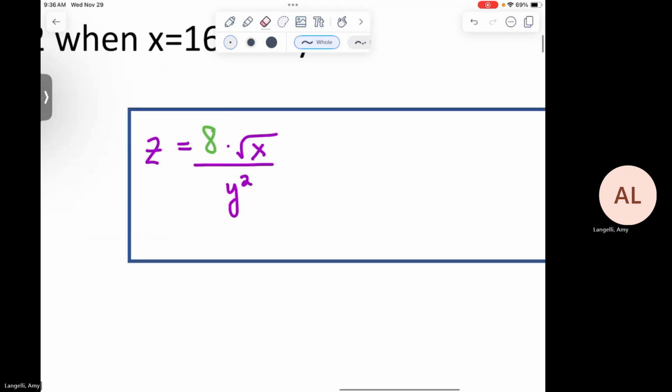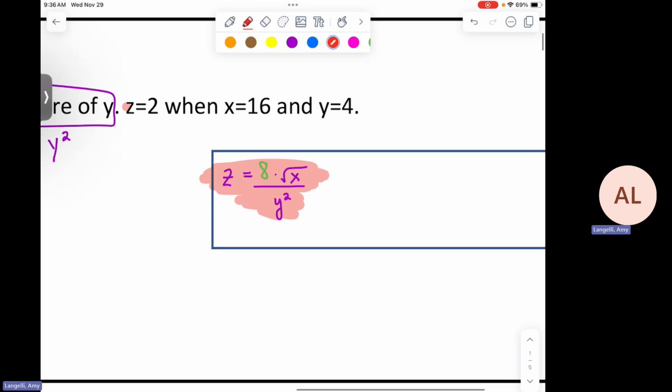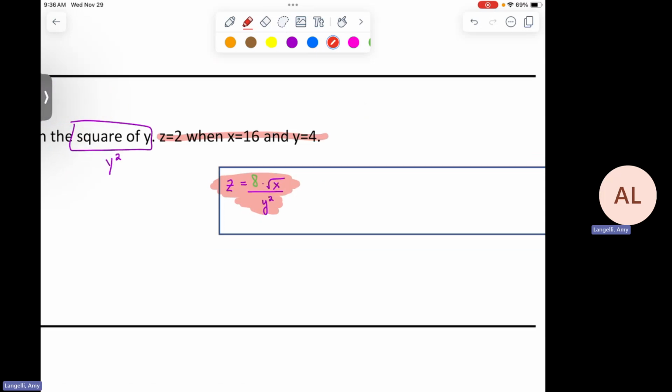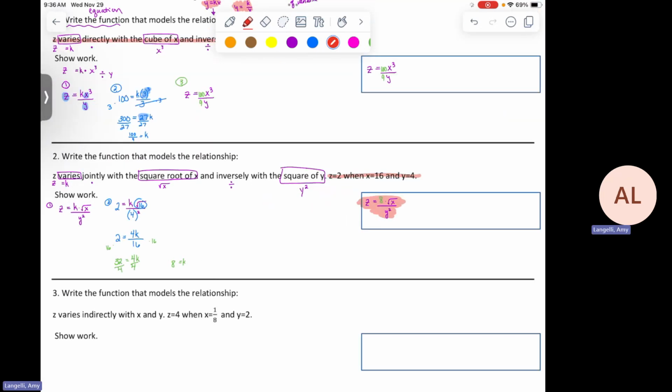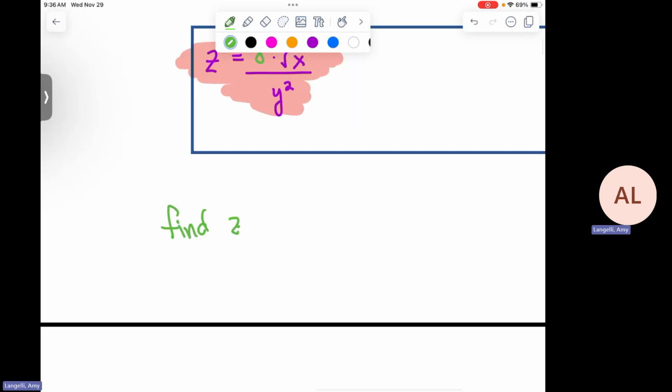Because this is the equation based off of these numbers, but now I can use that equation for any values of x and any values of y to keep that same proportioned relationship. So like on the test, there might be a part A, find the equation. Part B, let's say this is on the quiz, find z if x is 36 and y is 7.